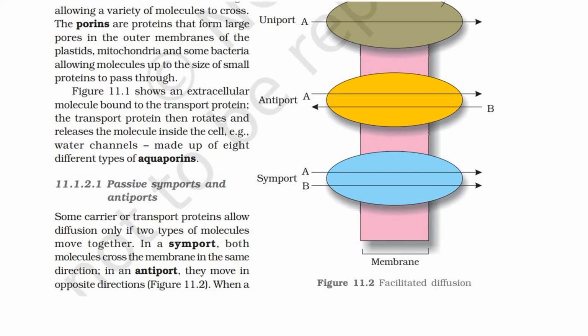Figure shows an extracellular molecule bound to the transport protein. The transport protein then rotates and releases the molecule inside the cell. Example: water channels, made up of 8 different types of aquaporins.